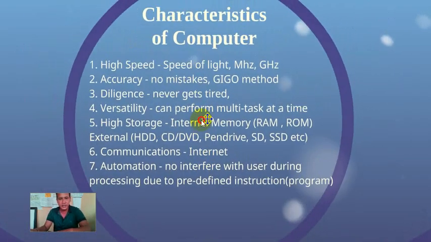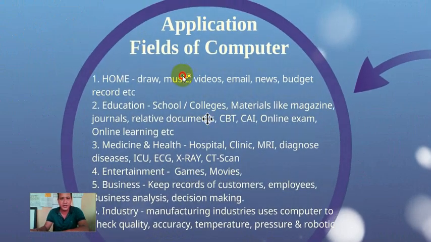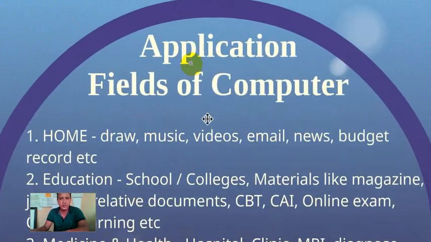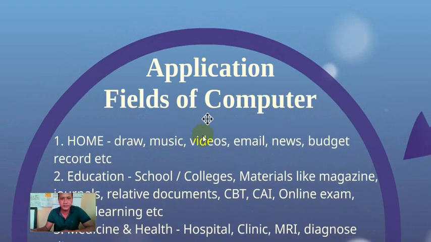Okay, these are the characteristics of the computer. I hope you understand. Let's go to the next one. Next one is application fields of the computer. This means in which fields computers are used. As you know, in almost all fields computers are used. Whatever you can imagine, in all those fields computers are used nowadays. We have a list of the fields.